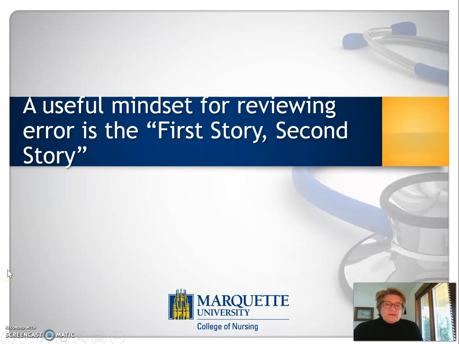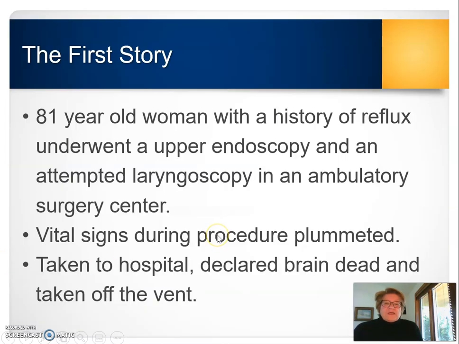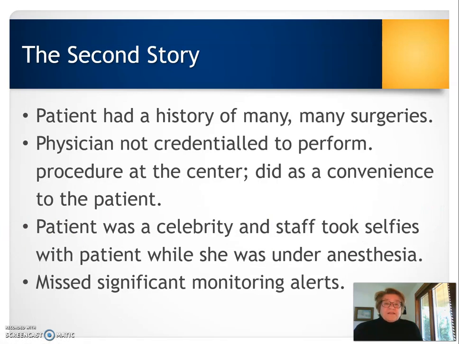One method that I think is useful in reviewing error, and it's kind of a modified root cause analysis, is the first story, second story. And let's take a case. We have an 81-year-old woman with a history of reflux who underwent an upper endoscopy and a laryngoscopy in an ambulatory surgery center. During the procedure, her vital signs plummeted. She was taken to the hospital, declared brain dead, and taken off the vent. The second story, so that's the first thing, and people might think, well, she was older, her time had come.